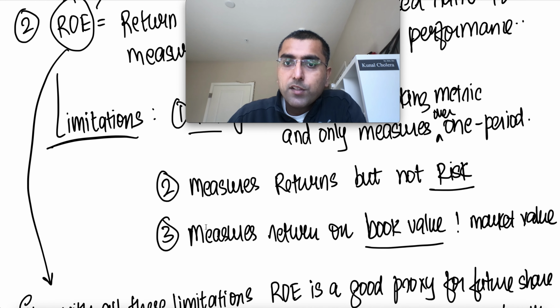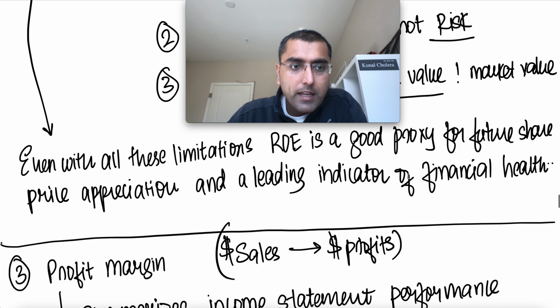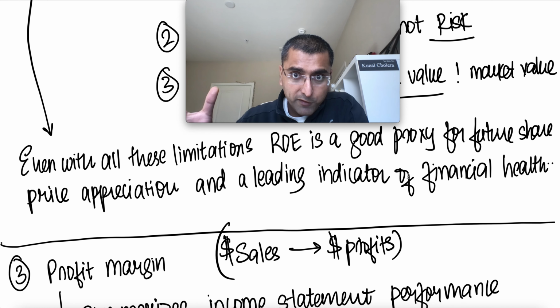And it measures return, right? But it doesn't measure risk. You could be in debt and paying a lot of interest, so your return on equity would be looking good, but return on assets would be pretty bad. So we need to look at not just the return, but also the risk, right? And it also looks at the historical book value for returns. It doesn't look at the market value. And we know from accounting that the book value and market value can be hugely different. So even with all of these limitations, return on equity is still a good proxy for future share price appreciation. If you want to compare companies, return on equity is really good. Then you have a guardrail of return on assets, and you can quickly find out what's going on, right?